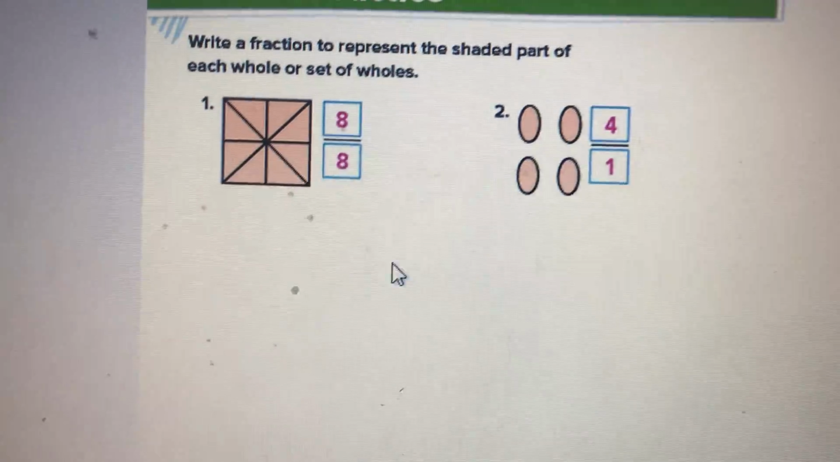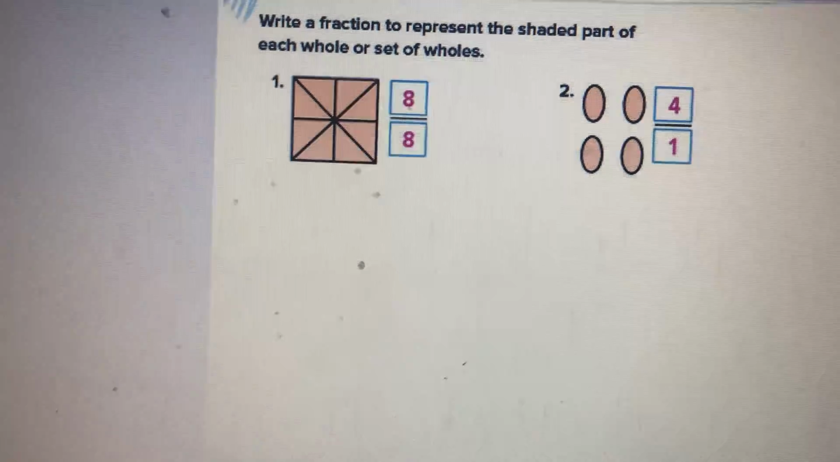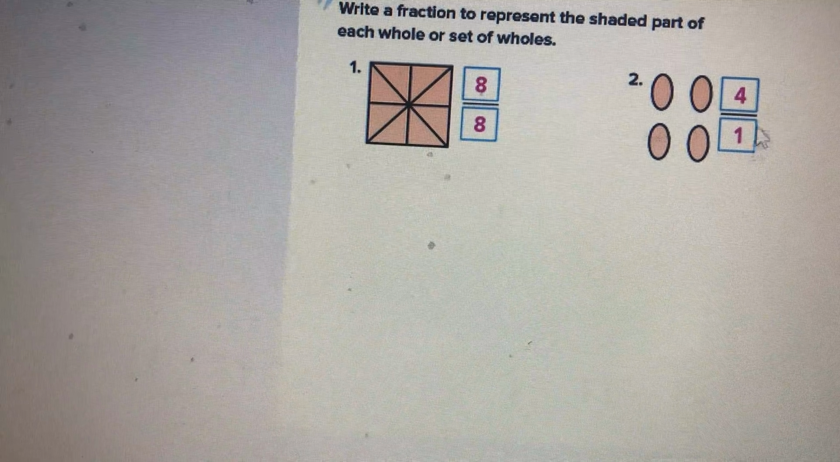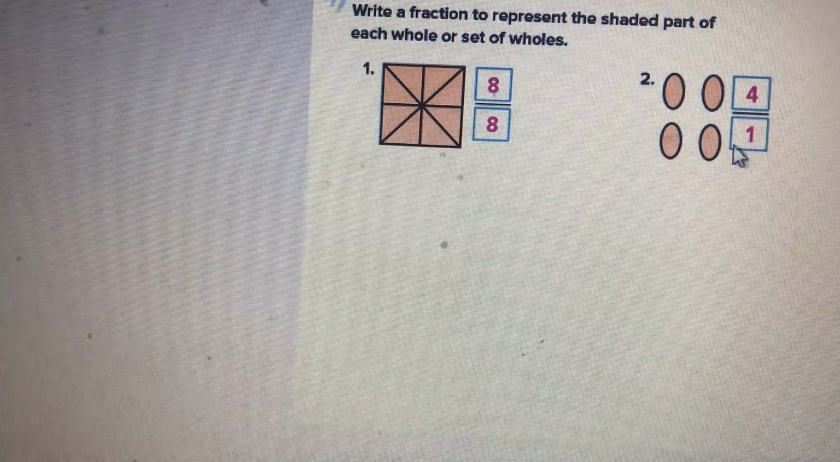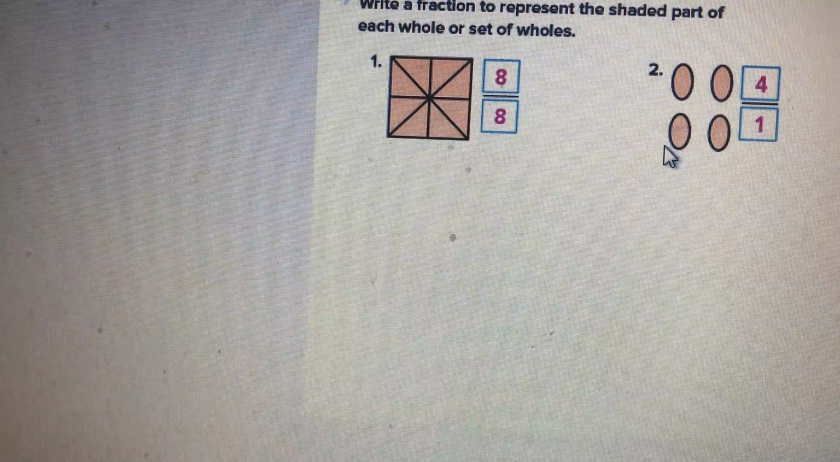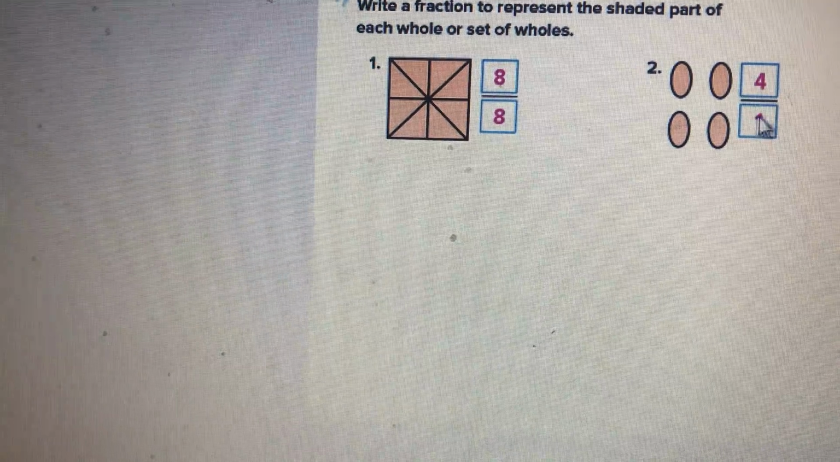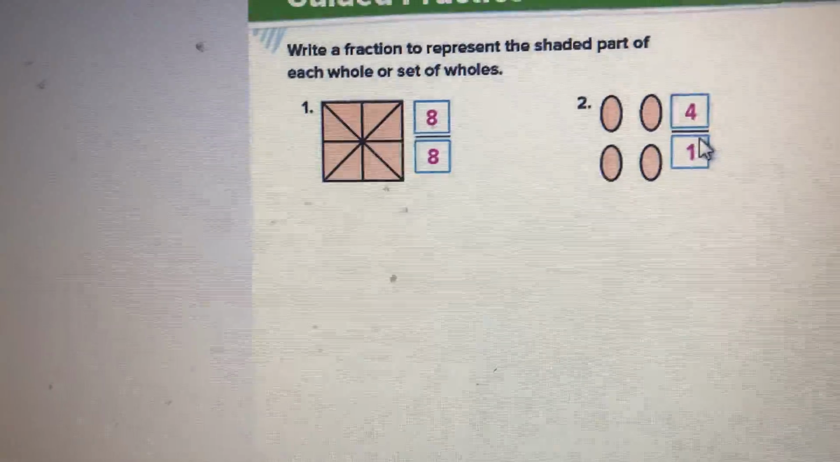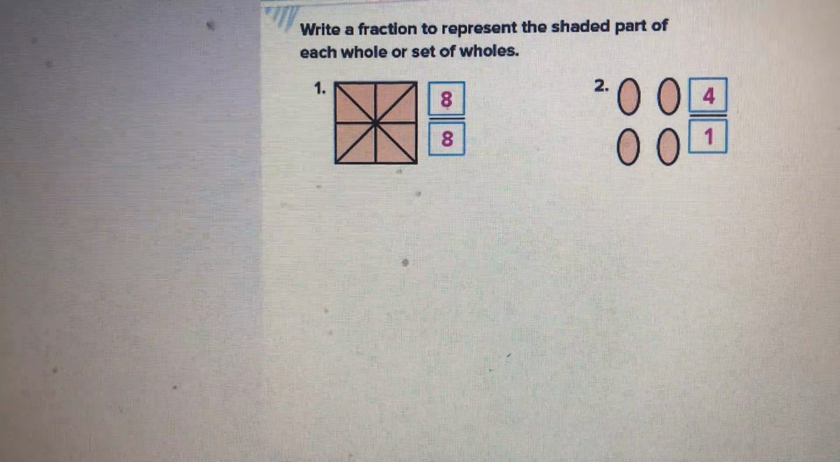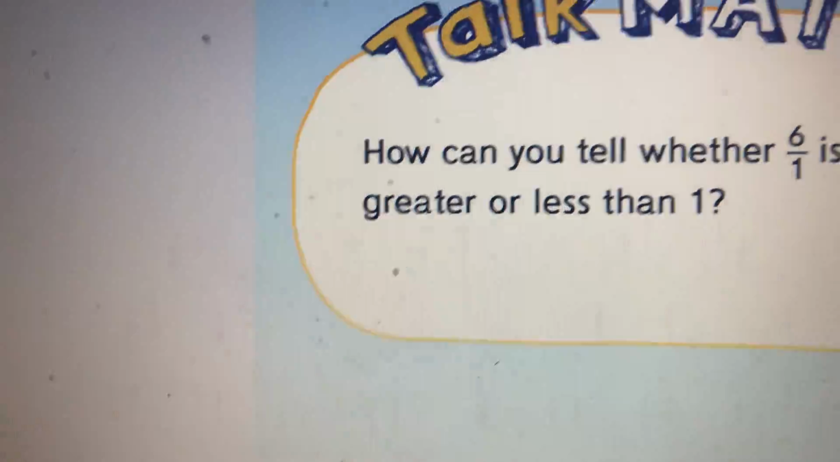Okay, why did they put this one over 1? Okay, these are 4 separate units. Okay, so 4 would be the whole number. 4 are shaded. 4 over 1.